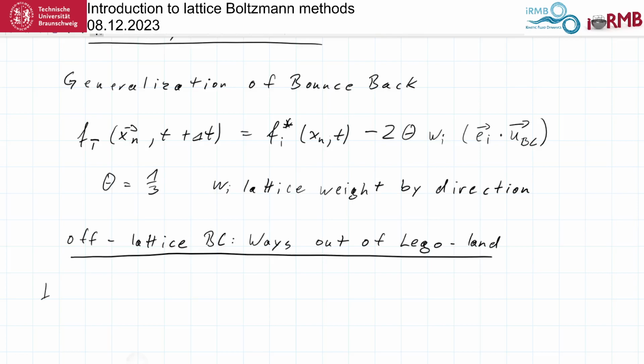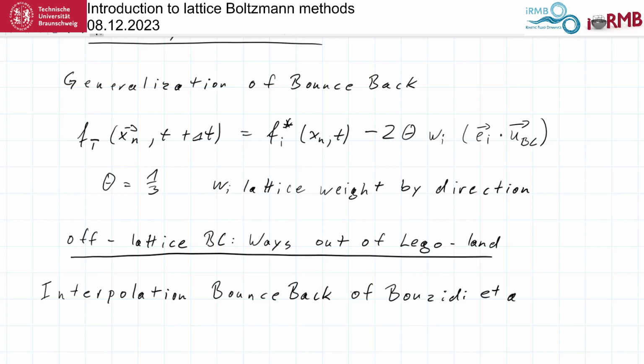However, it is possible to put boundary conditions at locations that are off lattice, and this is done by interpolation. The first one doing this leads us to interpolated bounce back. There are several methods, the first of which comes from Bouzidi and also his colleagues. It's about 20 years ago.